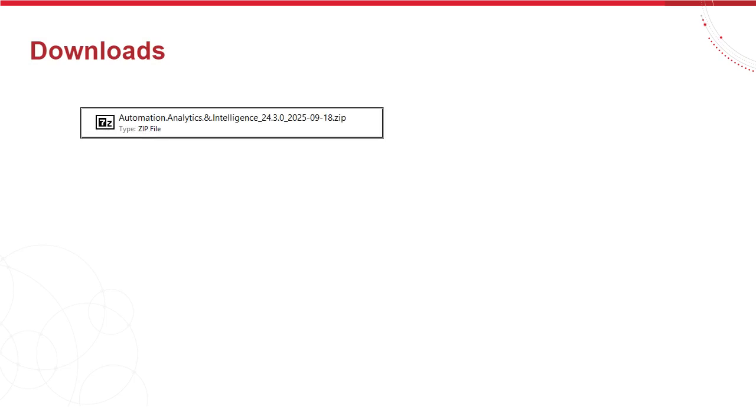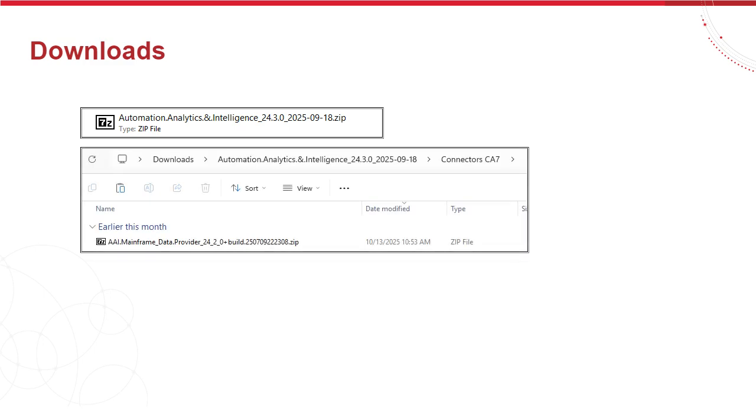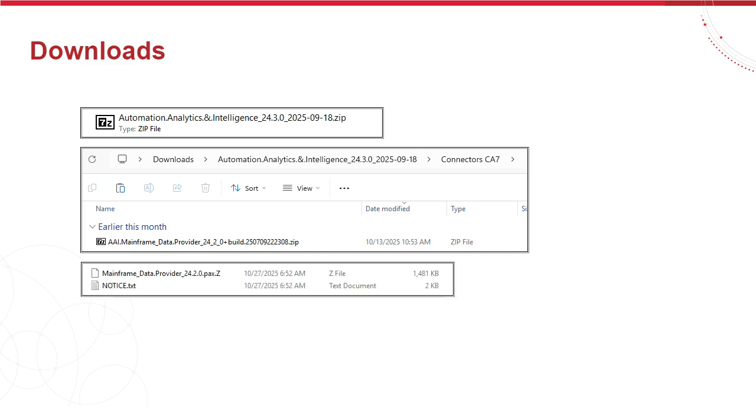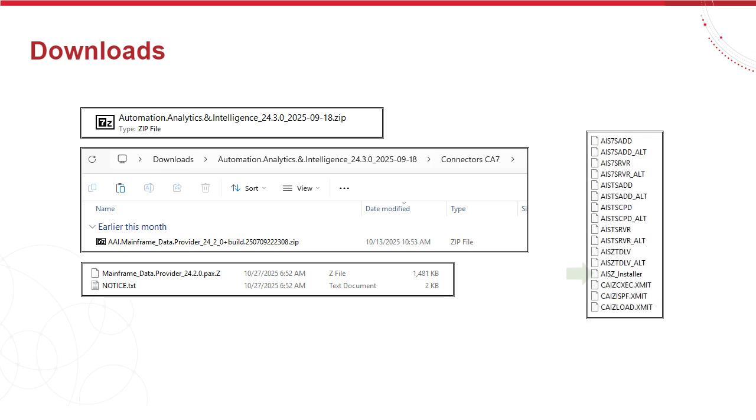These are the elements you should download from the Broadcom site in order to perform the installation. You obtain the main AAI installer package that contains all the elements, AAI files, connectors, and so forth. In the Connectors folder, look for a zip file identifiable as applicable to the mainframe. The current version is labeled Data Provider. In this file, you'll find a pax.Z file, which contains a number of files, such as the AISZ_installer file, which is the installer.